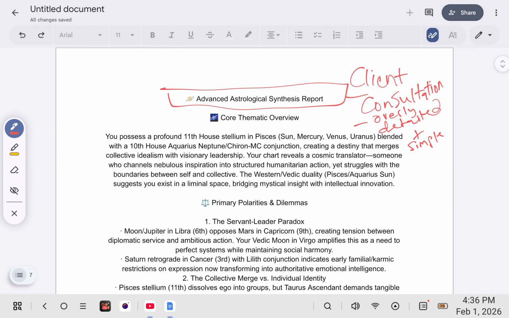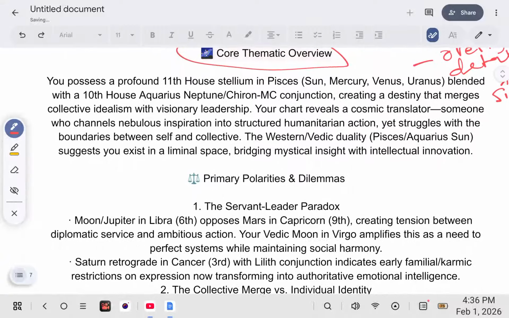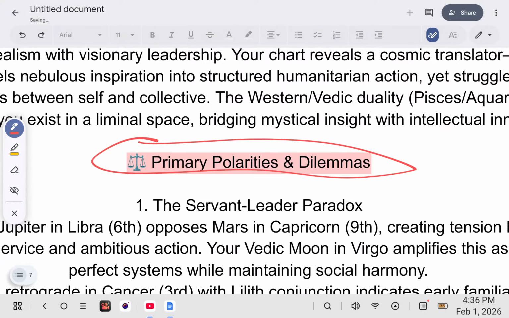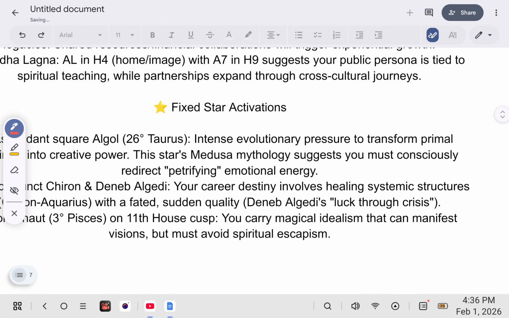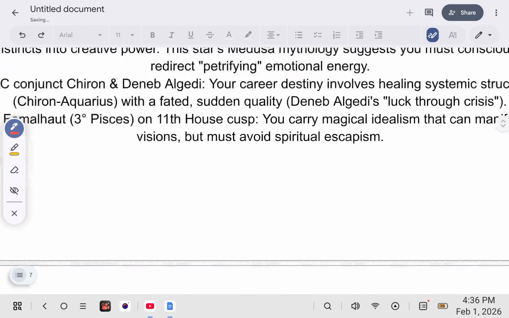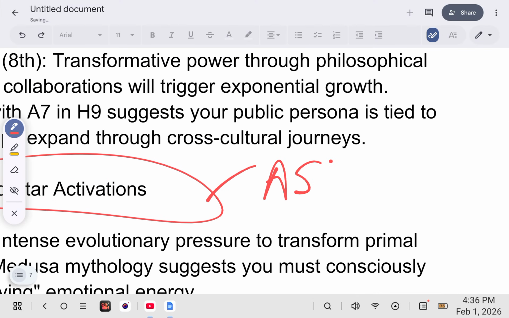So let's first go over the Advanced Astrological Synthesis Report, the core thematic overview. This is going to be in every consultation with primary polarities and dilemmas, karmic indicators and fated pathways, fixed star activations, and technically I should also be adding in fixed stars, asteroids, and what am I missing?